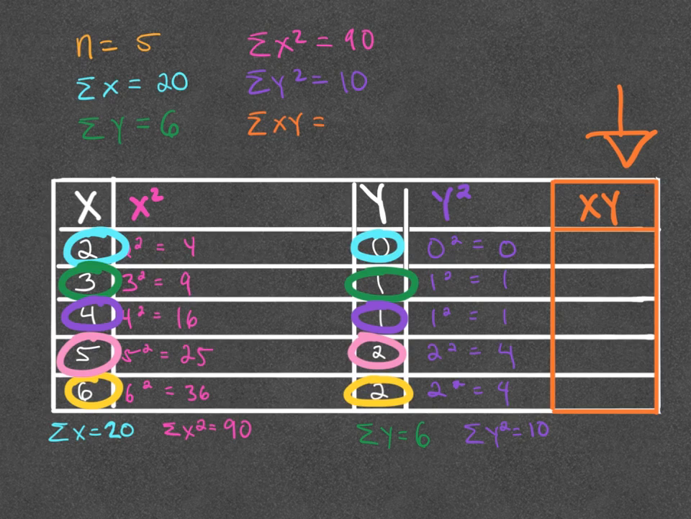2 times 0 gives me the product of 0. The product of 3 and 1 is 1. The product of 4 and 1 is 4. The product of 5 and 2 is 10. And the product of 6 and 2 is 12. I'll add these products up to get the sum of x times y, which gives me 29. So my sum of x's times y's is 29, keeping in mind that I do the multiplication first and the summing second. Now I have all of the pieces I need to calculate my correlation coefficient.